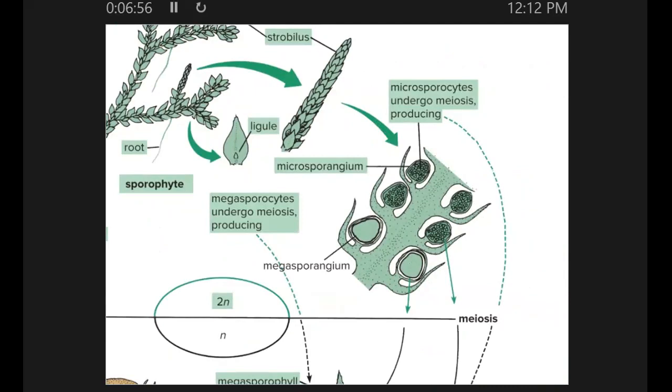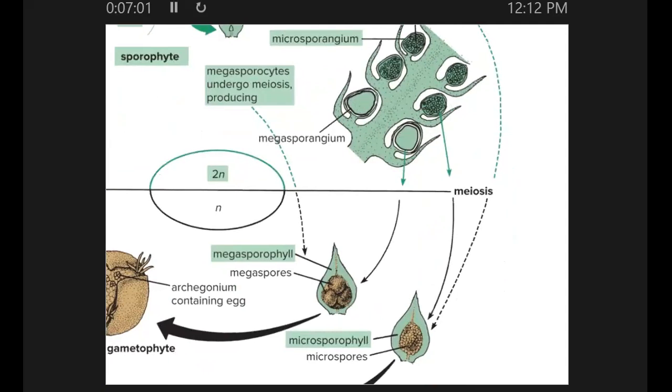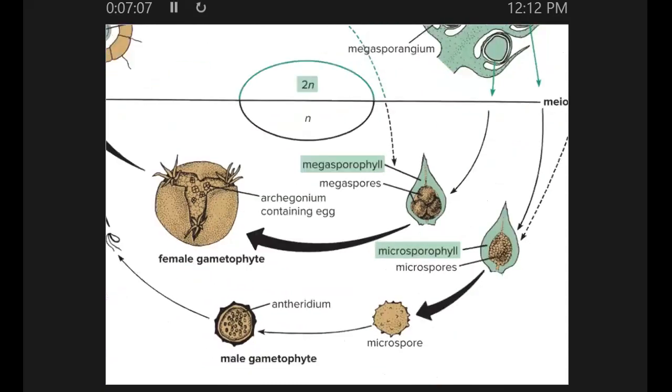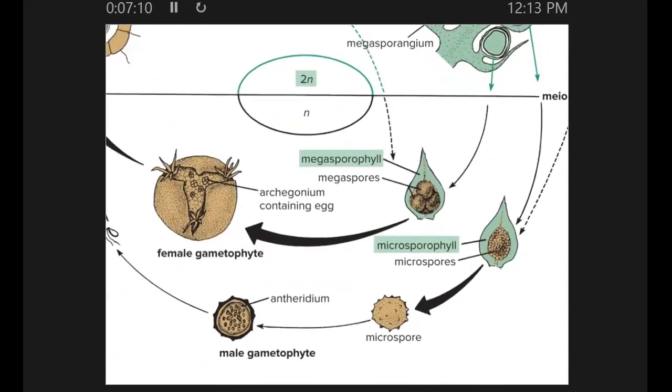Okay, so when those land, they still have to go through meiosis, that's all the same. And then when those land, they're going to give rise to a female gametophyte and a male gametophyte. So you see the microspore and the megaspore.